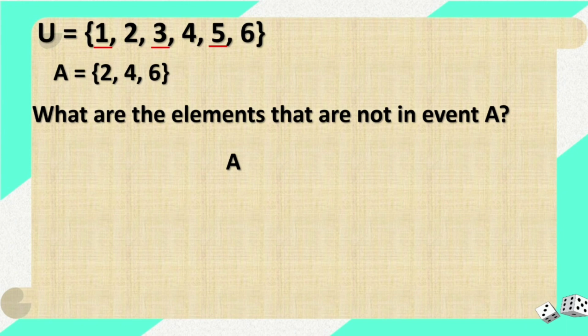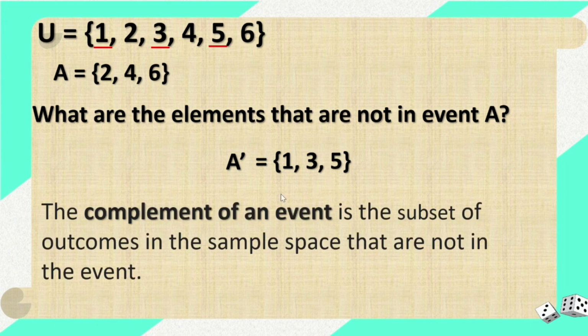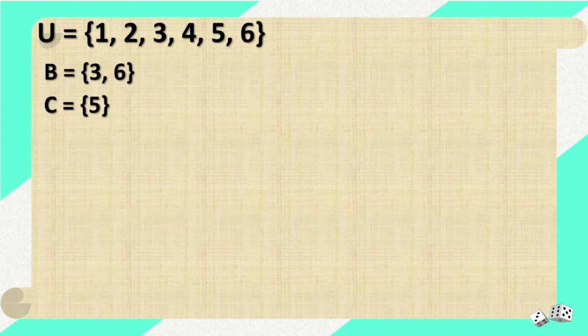1, 3, and 5 are the complement of event A, denoted as A prime or read as A complement. So the A complement has the elements of 1, 3, and 5. The complement of an event is the subset of outcomes in the sample space that are not in the event. The event B, the elements are 3 and 6.